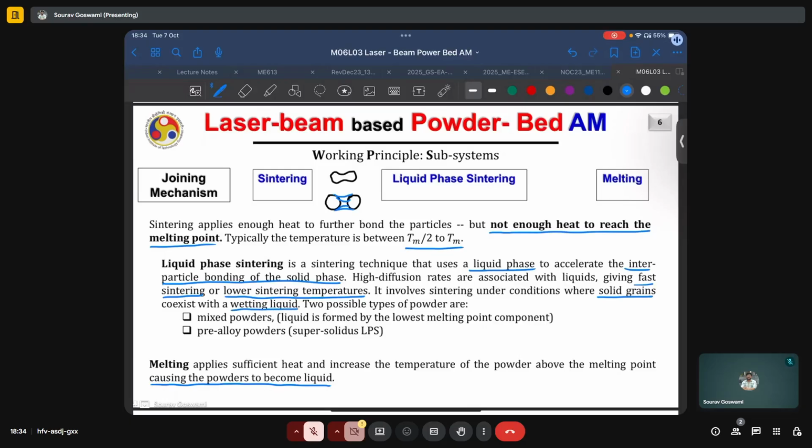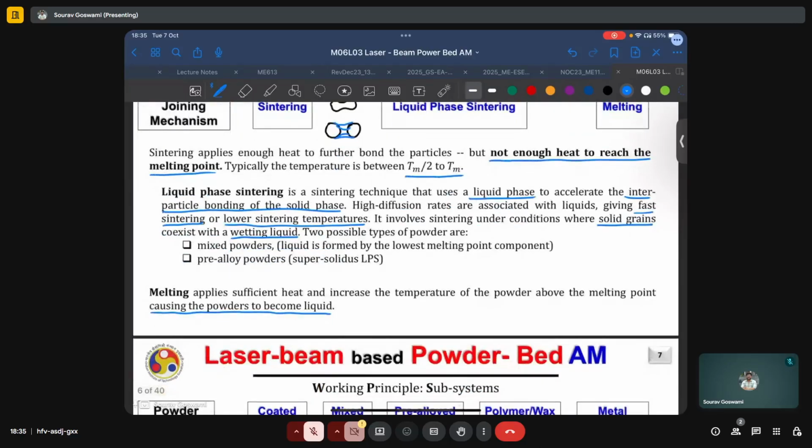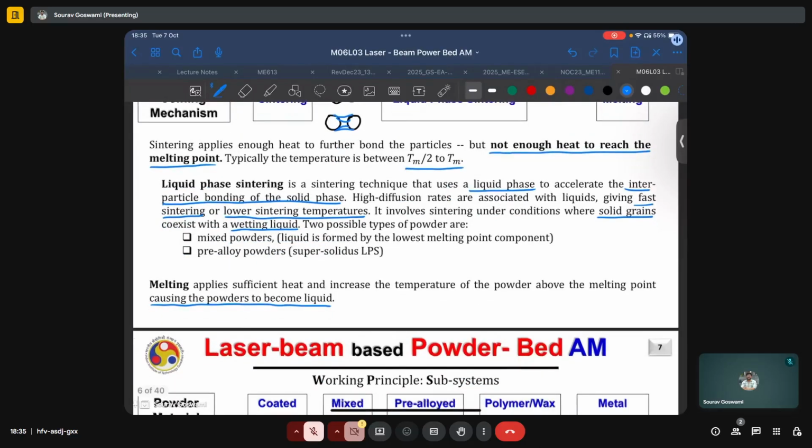And two types of powder mixtures are possible here. One is the case of mixed powders, where we have a high melting temperature component and a low melting temperature component, the higher one providing strength, whereas the lower one provides the matrix to bond these particles. And we can have pre-alloyed powders in a process also known as supersolidus liquid phase sintering.